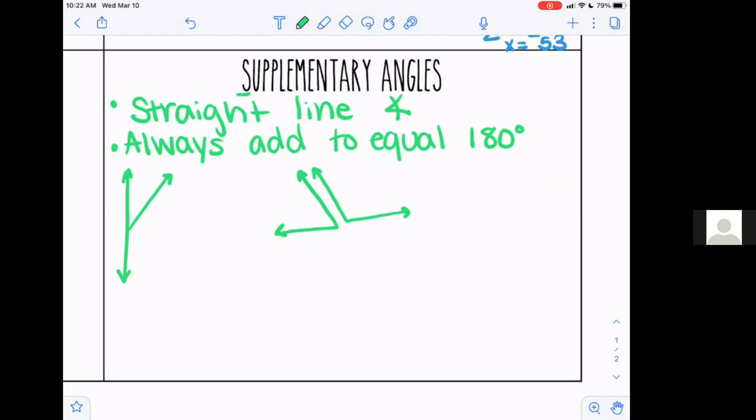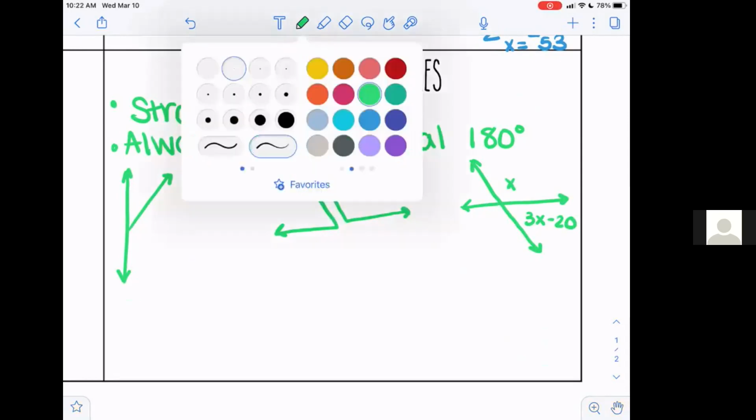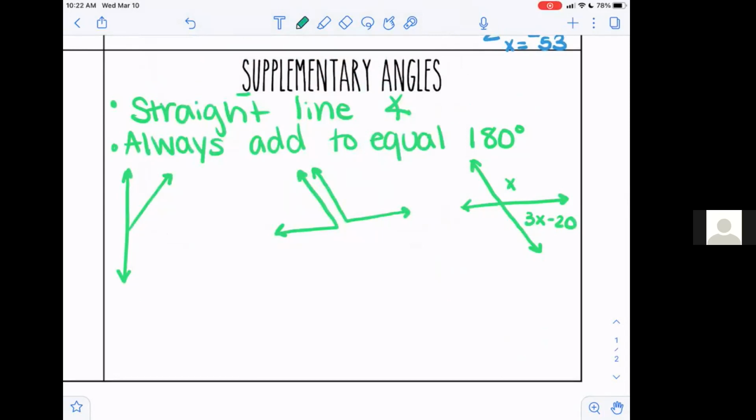We can't assume. And then this is why earlier I said the vertical angles were usually the X shape, because this one is still an X shape as well. But the difference here is we've got something like this, where it's X and 3X minus 20. Because those two are talking about two angles on the same side, they're not opposite each other. The two angles we're talking about here would be vertical or supplementary angles. Those two would be supplementary.